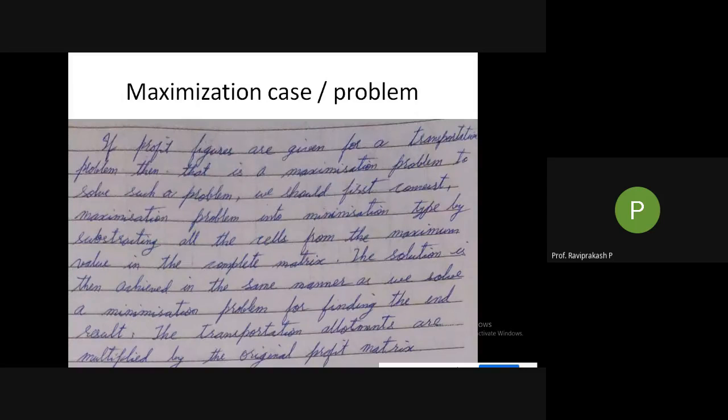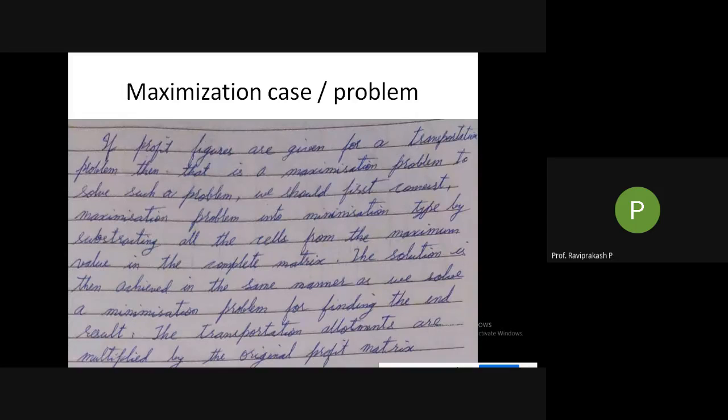The solution is then achieved in the same manner as we solve a minimization problem, for finding the end result.